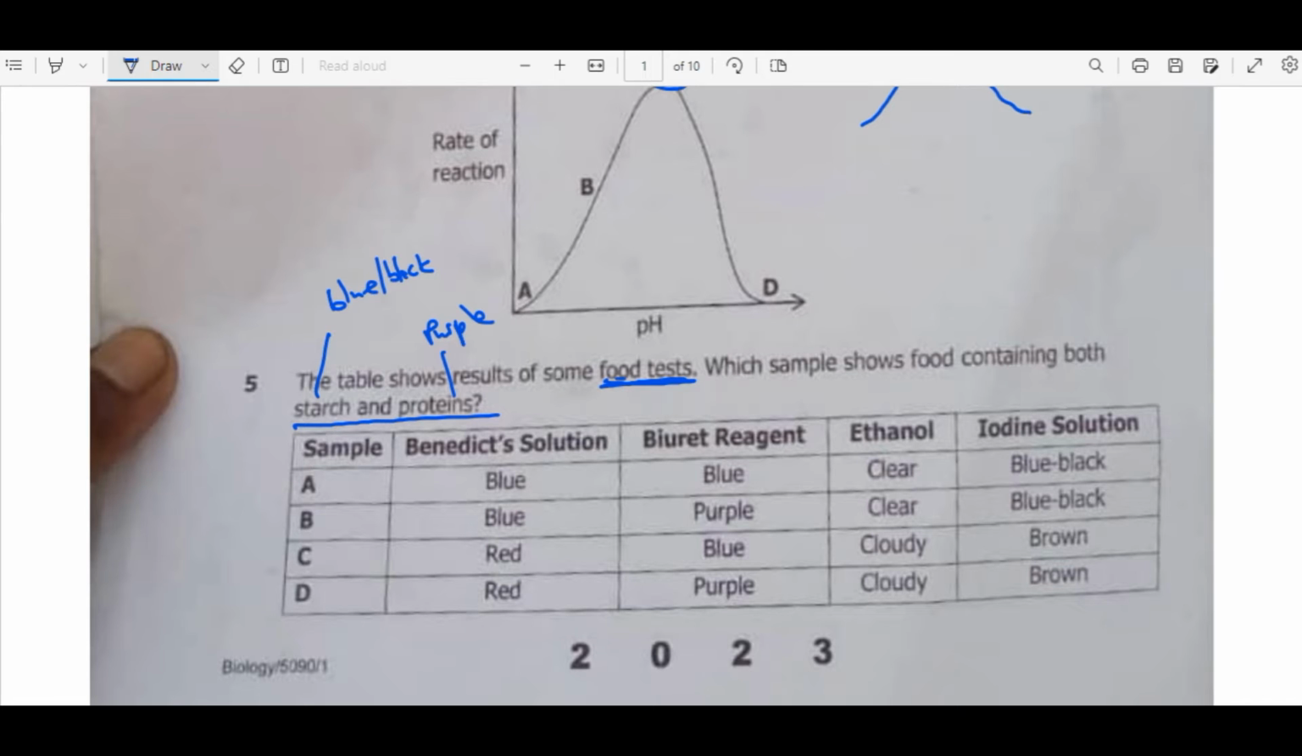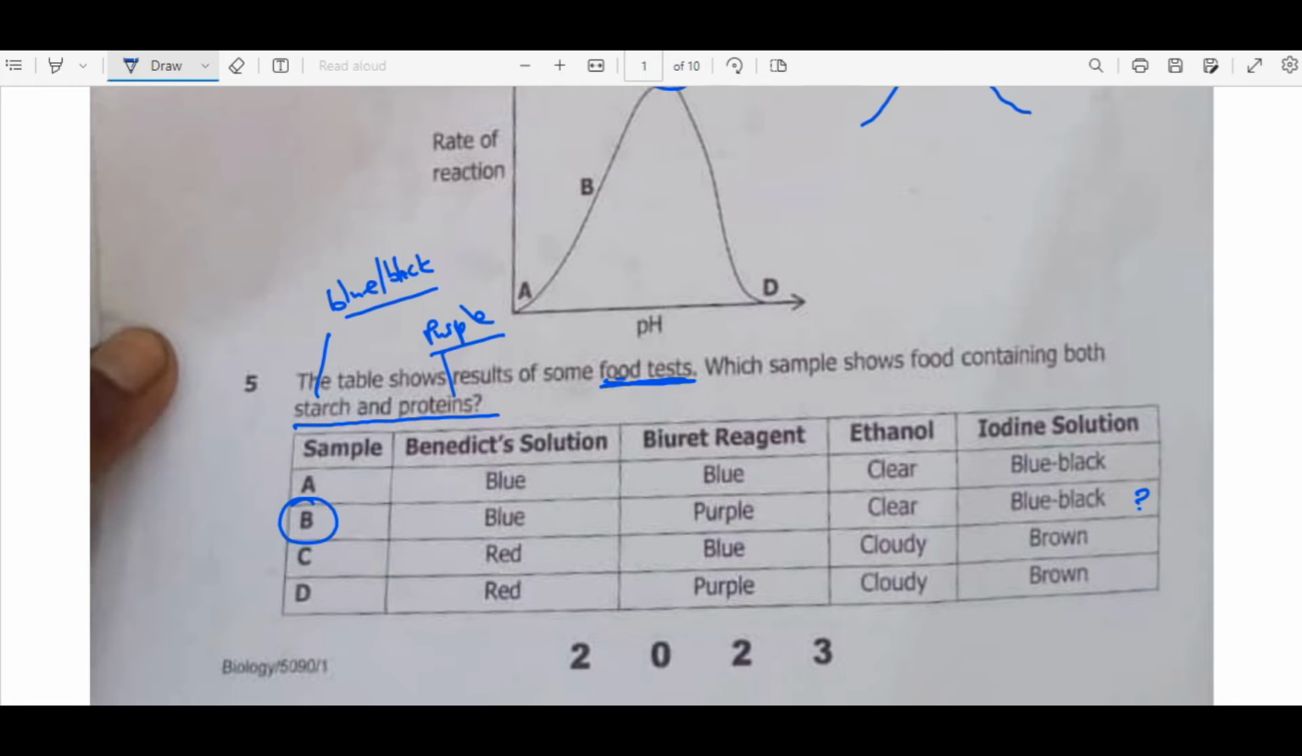Okay, let us move again. Let us put a question mark here, because we are going to come back to it. Let us look at the other options. Then we have red, and then blue, and then ethanol cloudy, and then iodine solution, brown. Do we have brown? No, we said that they turn blue-black and purple, because we are looking at starch and protein. So obviously the answer here is B.